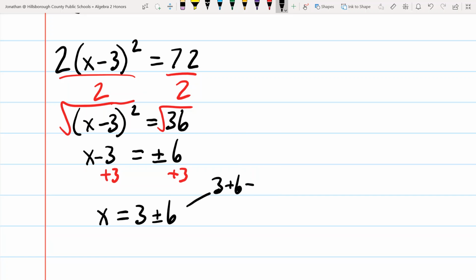3 plus 6, our first answer is 9. 3 minus 6, our second answer is negative 3. Watch your negative signs on that.